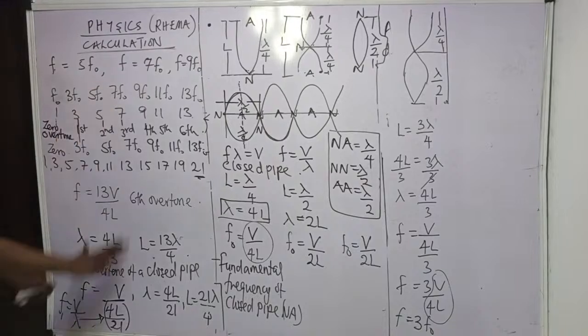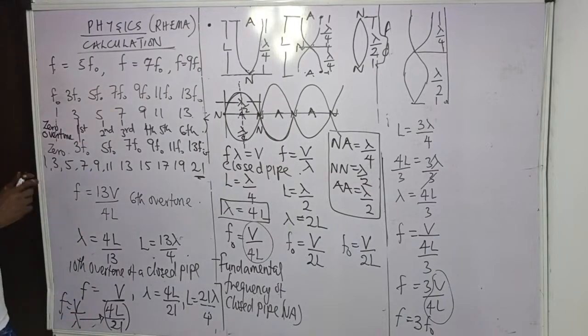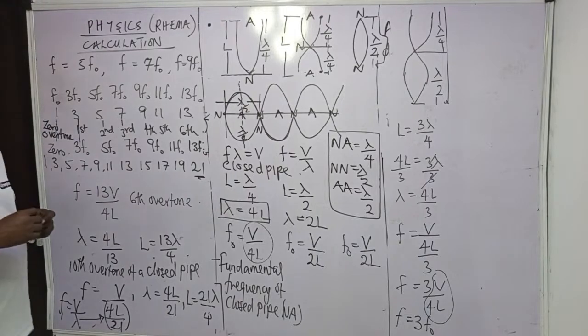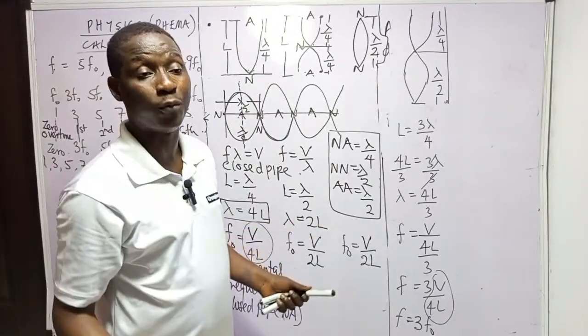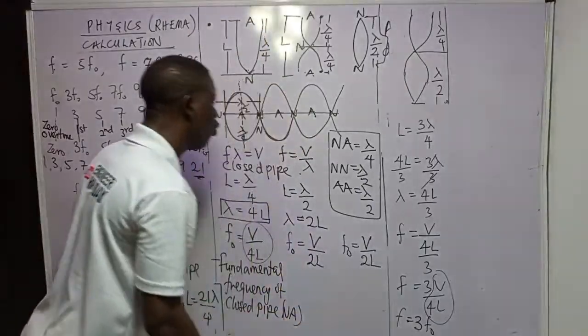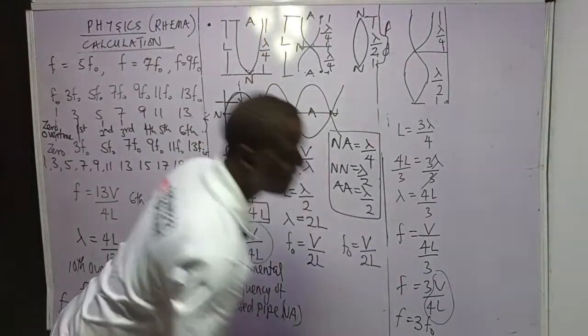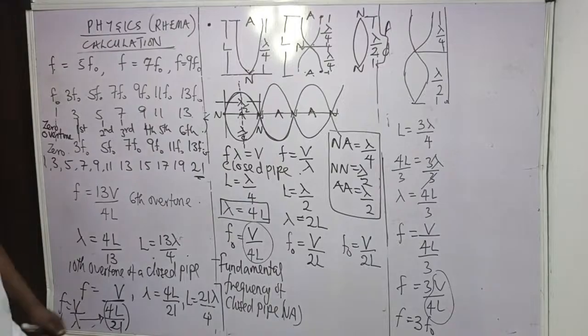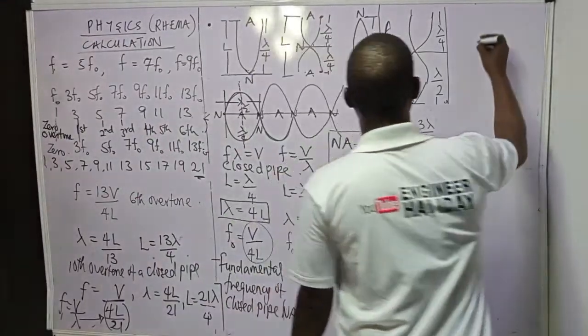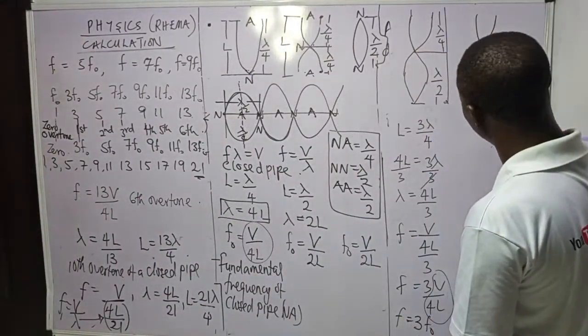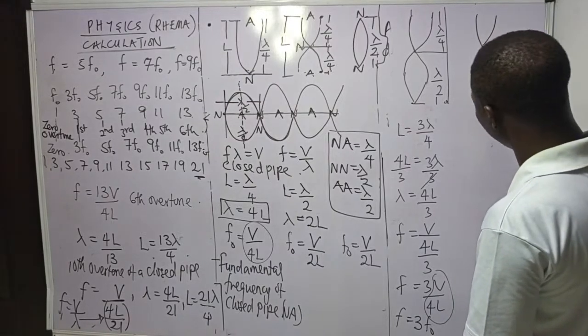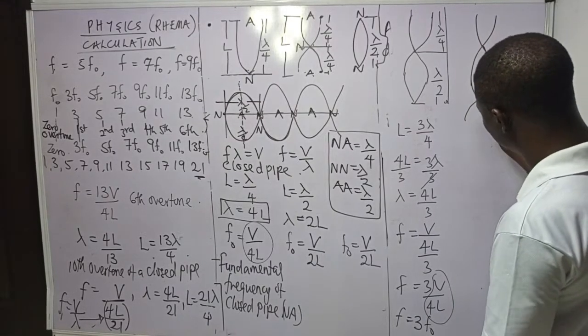Now that is for all closed pipes. What I will advise you: closed pipe is odd numbers, while open pipe and strings are natural numbers. Strings and open pipe have the same thing. Look at the board. The next one will be this one, before I show you the shortcut.